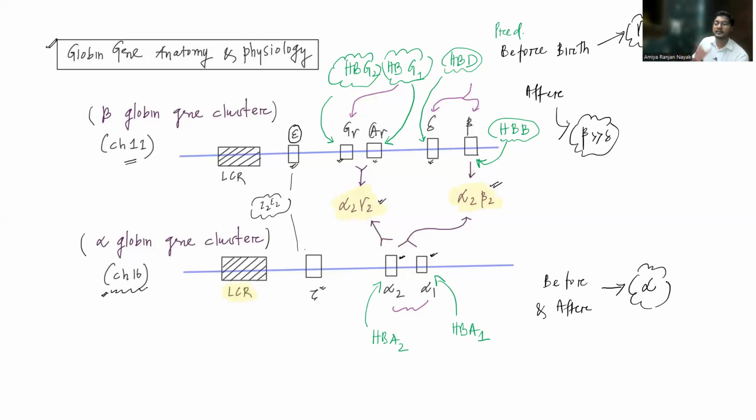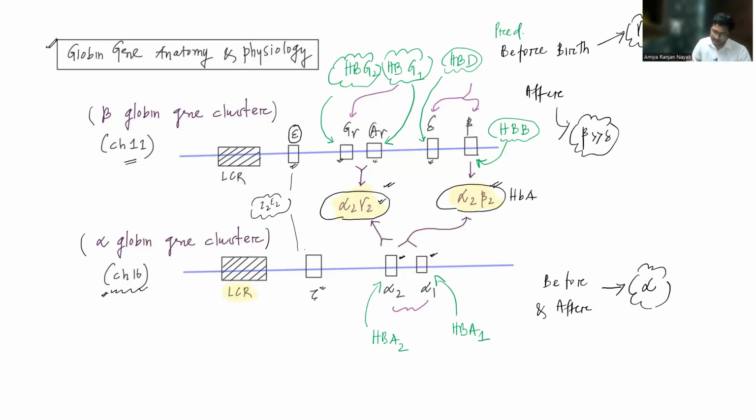So before birth, the predominant beta-like globin is gamma, and after birth, it is the beta globin chain that is predominant. But among the alpha-like globins, it is the alpha globin that is the predominant form before and after birth. So that's why during the fetal period, alpha 2 gamma 2, that is hemoglobin F, is the predominant hemoglobin, and after birth, it is alpha 2 beta 2, that is hemoglobin A, that is the predominant form. Okay, so I hope this concept is clear.